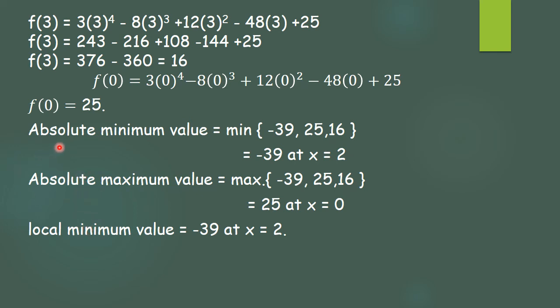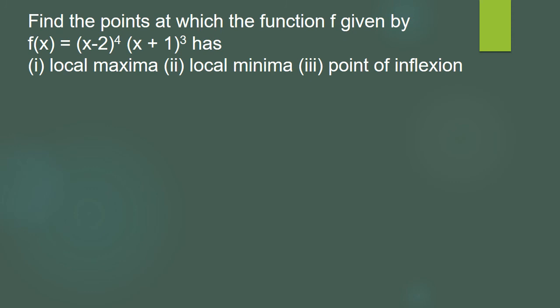Now we will go for one more sum. We'll try to understand by taking one more sum. Find the points at which the function f given by f of x is equal to (x minus 2) raised to 4 times (x plus 1) cubed has a local maxima, local minima, and point of inflection.